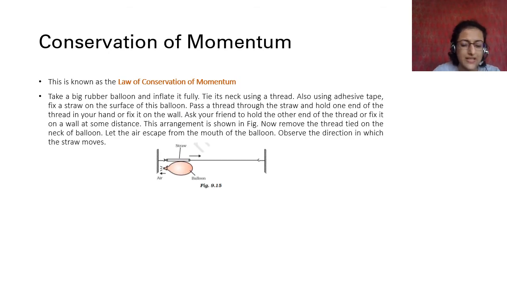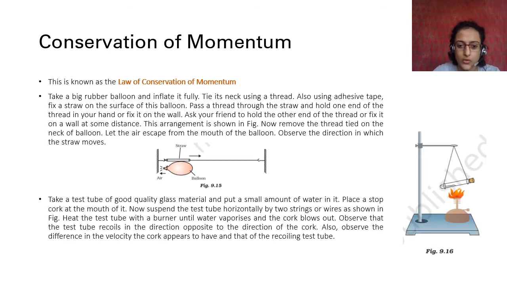Okay, these are some examples that are given in your book. I don't know what you're supposed to do in this, but because it is given in your book, I have put it here. Take a big rubber balloon and inflate it fully. Tie its neck using a thread. Also using adhesive tape, fix a straw on the surface of this balloon like this. Pass a thread through the straw and hold one end of the thread in your hand and fix it on the wall. So you tie it with a thread. Both its ends are free. One end you have given from here. You put it through the straw and you fix it on the wall, and the other one is held by a friend.